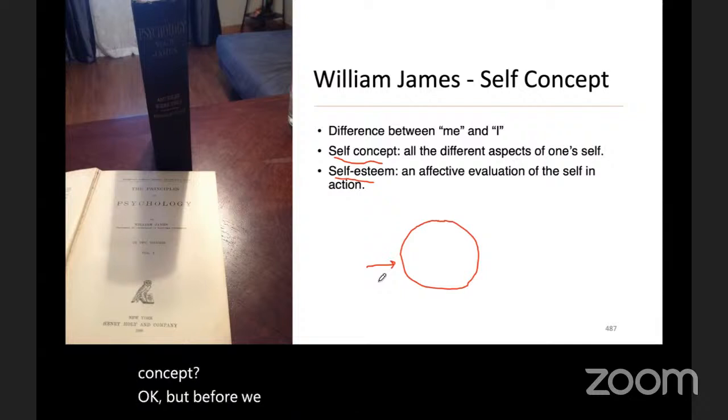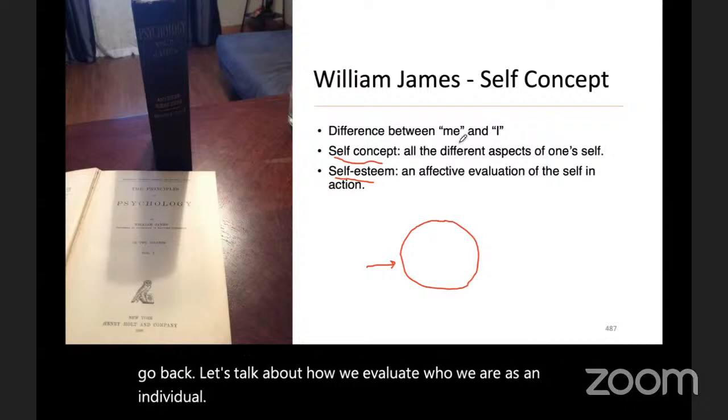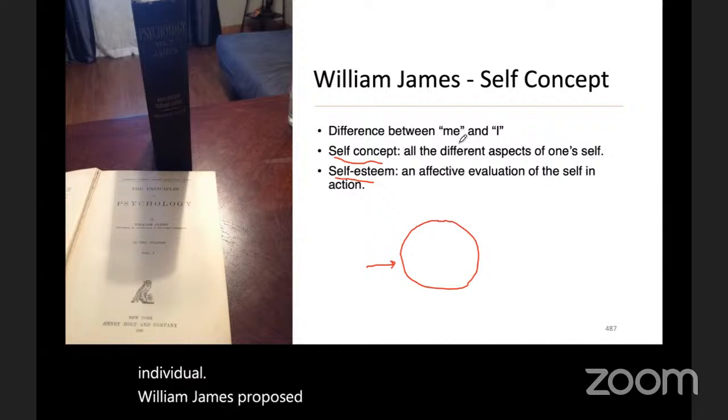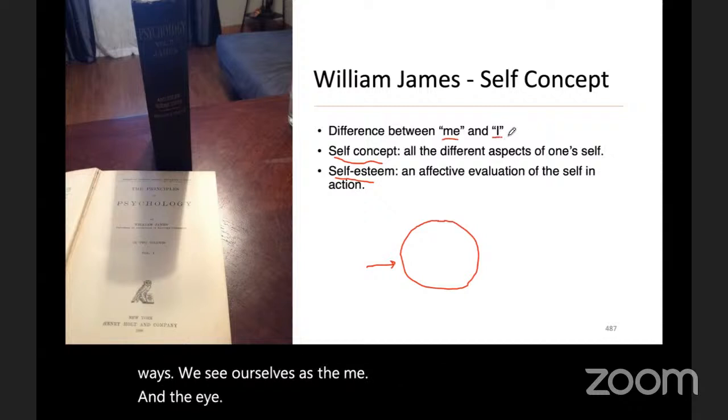But before we get to these two and get into them deeper, let's go back, let's talk about how we evaluate who we are as an individual. William James proposed that we see ourselves in two different ways. We see ourselves as the me and the I. The me is how we think people view us in action. The I is how I view me in action.